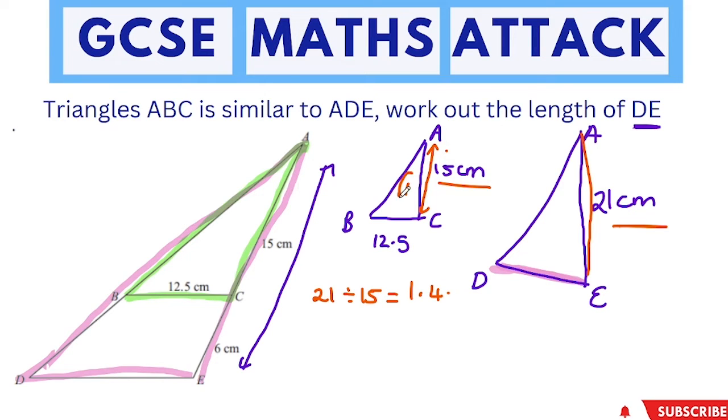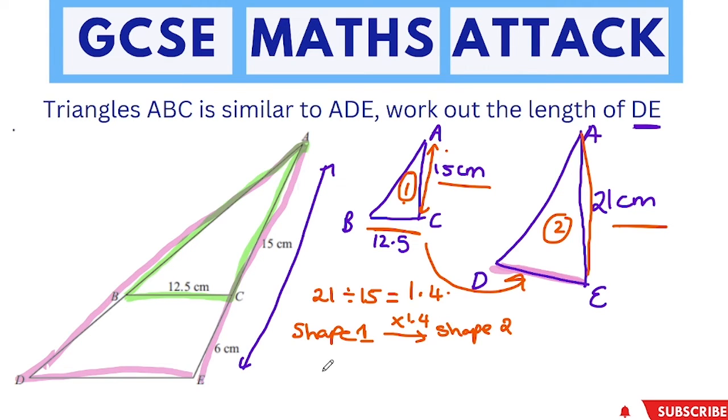I'm going to call this shape 1 and I'm going to call this shape 2. Right, in order for me to go from shape 1 to shape 2, I need to multiply by 1.4. Okay, so I need to work out DE. That is going from shape 1 to shape 2. I can see BC is corresponding to DE in shape 2. So I need to do 12.5 times 1.4.